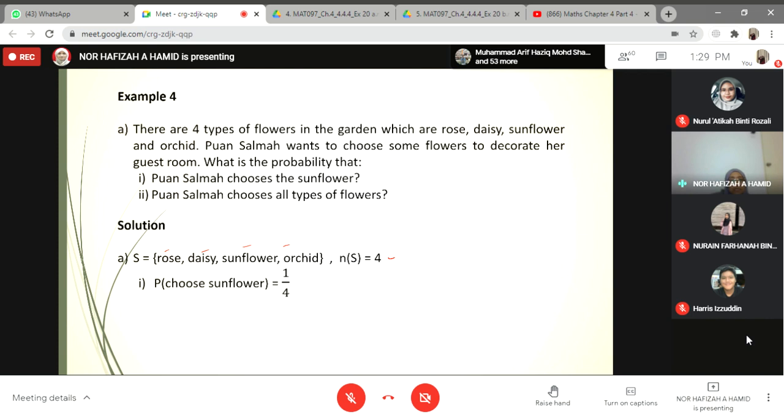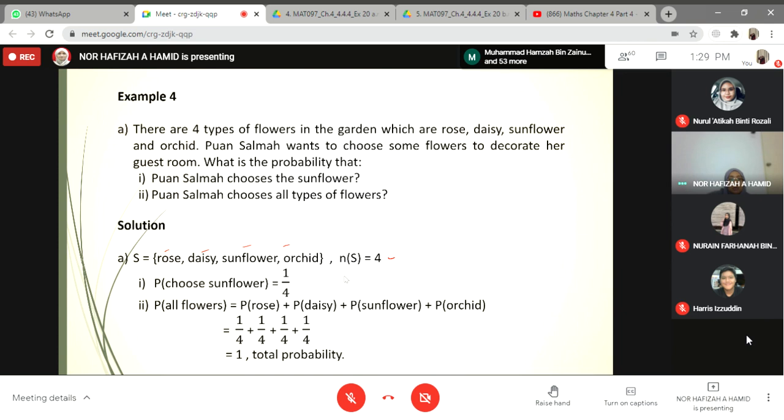Okay, so kalau tengok dia mesti between 0 and 1. Lepas tu number 2. Probability that Puan Salma choose all types of flowers. So maknanya all type of flowers 1/4 plus 1/4 plus 1/4 plus 1/4. So you dapat total dia equal to 1. So total of the probability must always equal to 1. Ni 2 of the rules lah.